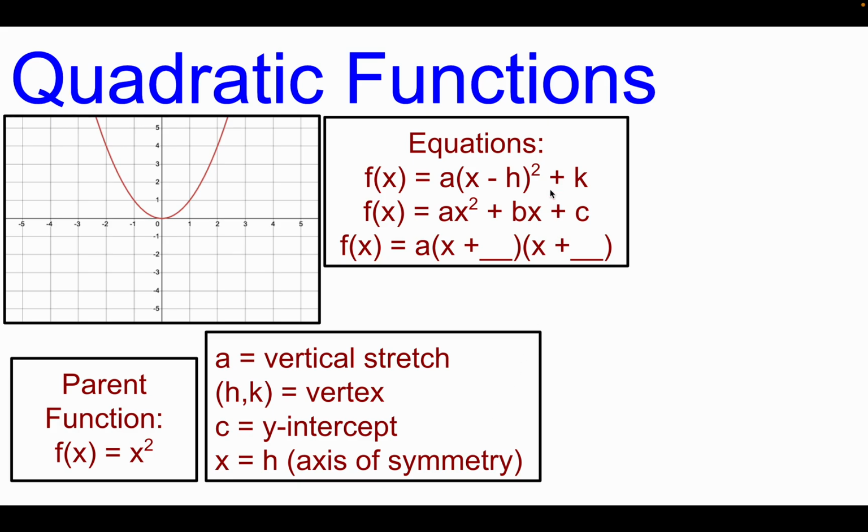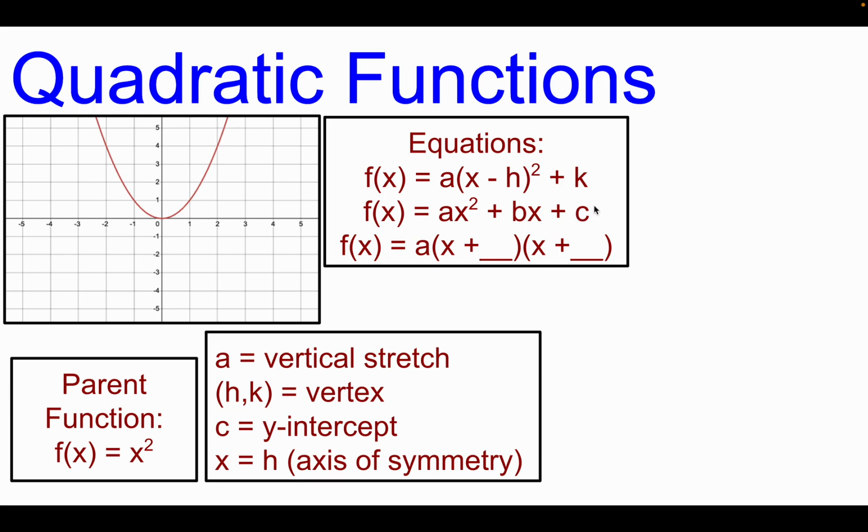So let's just kind of talk about some of the parameters in those equations. A is the vertical stretch. I'll talk more about that in a minute. In vertex form, h and k are the coordinates of the vertex. So note that in the equation, the h shows up opposite of the x coordinate of the vertex because it's minus h. But the k value shows up the same as the y coordinate of the vertex.